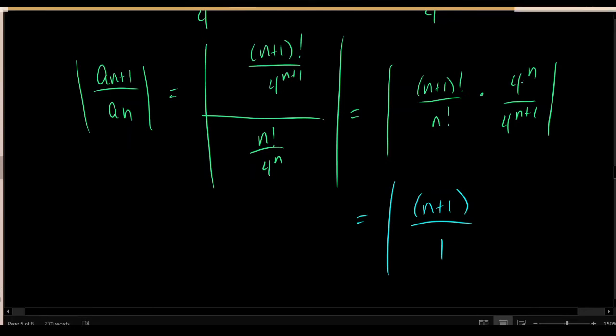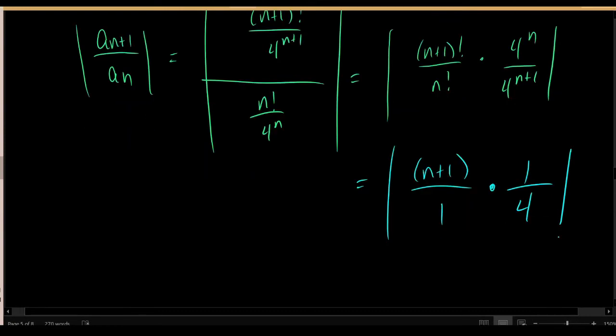We can also dramatically simplify this 4 to the n divided by 4 to the n plus 1. Compared to the numerator, this denominator simply has one extra factor of 4. I have n factors of 4 in the numerator. I have n plus 1 factors of 4 in the denominator. When I cancel the common factors, all that's left is that spare 4 in the denominator.